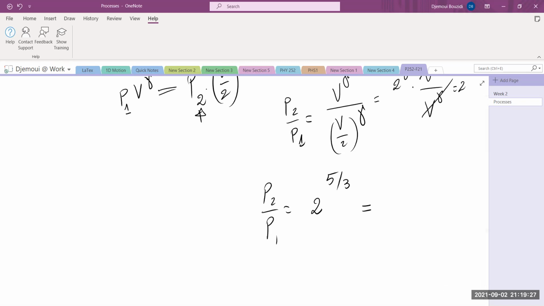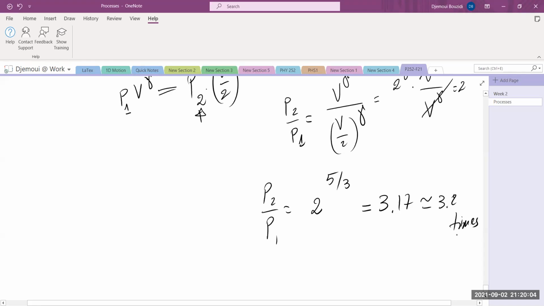So the answer to that is, what is the calculator? Oh, I don't have a calculator. I have GeoGebra, which is fine. I can use it as a calculator also. So hopefully you guys can do the algebra quickly in here. So I will have 2 to the power 5 over 3. I take the cubic root, and then, what did you find? It's 3.17 is what I got. Yeah, 3.17 or roughly 3.2 times.